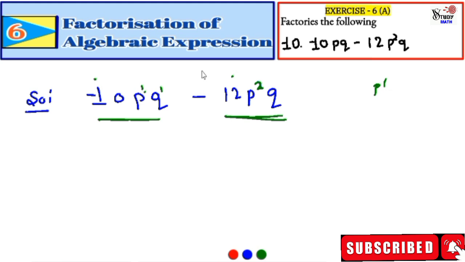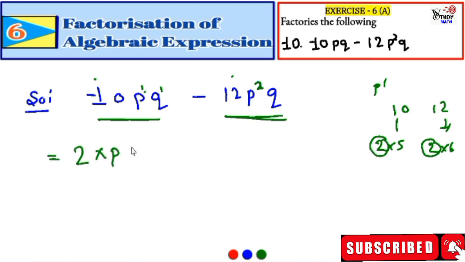Understand, students? Okay. So now tell me, between 10 and 12 what is common? 10 can be written as 2 multiply 5, and 12 can be written as 2 multiply 6. So you can clearly see 2 is a common factor between 10 and 12. So I take 2 as common. p is also common and q is also common. You can see clearly here.